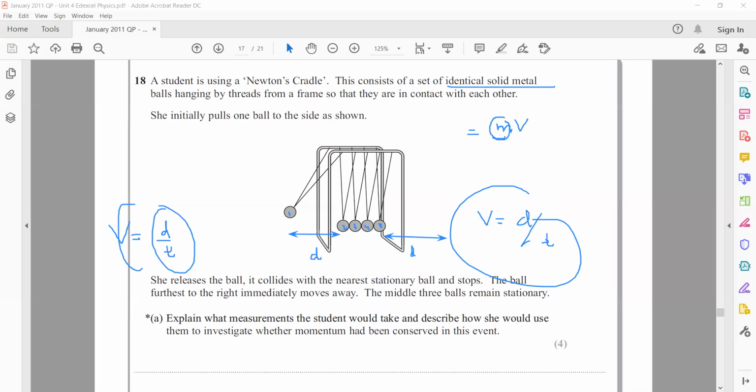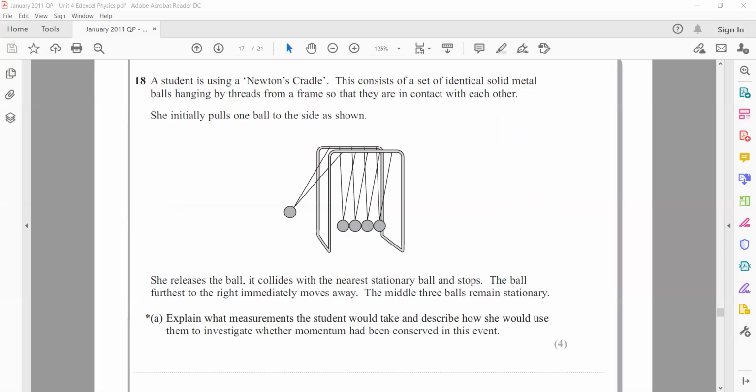Okay. Is it clear? Yeah. So we can measure either a distance, height, or time. Then we can calculate the speed on impact, and we can compare the speed after the impact. And if the two speeds are the same, it shows that the momentum is conserved.